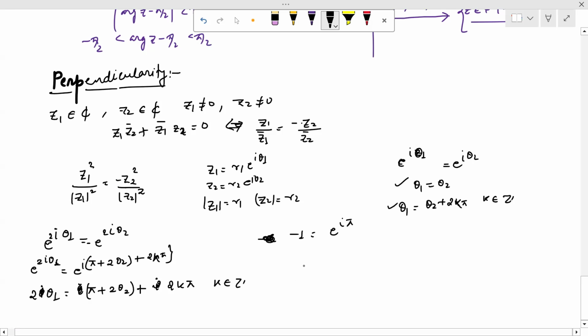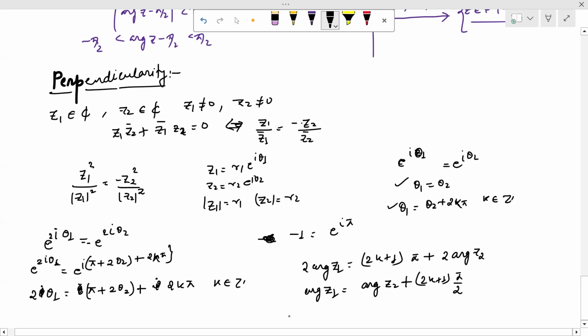So what do you get? You get that 2 times argument of z1 is equal to (2k plus 1) pi, plus 2 times argument of z2. What is theta 2? Argument of z2. Now you divide it, you get argument of z1 is equal to argument of z2 plus (2k plus 1) times pi upon 2. So you simply get that argument of z1 minus argument of z2 is nothing but multiples of pi by 2.